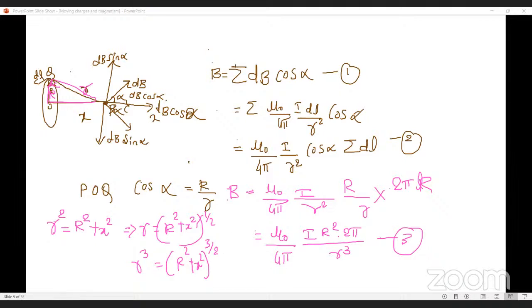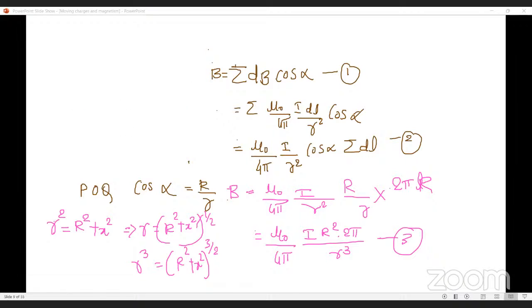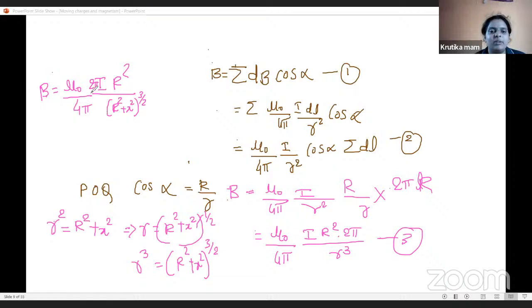So see, it is mu naught upon 4 pi into 2 pi, I just did a rearrangement here. That is mu naught upon 4 pi, 2 pi is there itself, then I r square divided by r cube, in whose place we have substituted r square plus x square raised to 3 divided by 2.